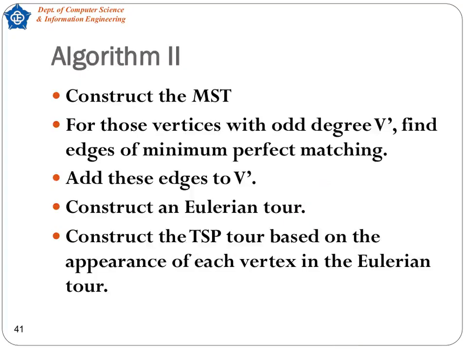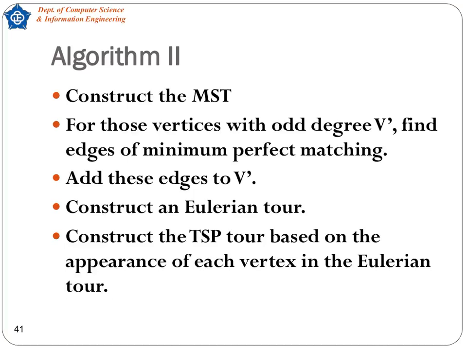Now that we've seen how Euler tours cover every edge exactly once, let's see how algorithm 2 puts that idea to work. First, we build a minimum spanning tree over all the vertices. Next, we identify which vertices in that tree have odd degree and compute a minimum weight perfect matching among those odd degree nodes. We then add the matching edges back into our tree, guaranteeing every vertex now has even degree.